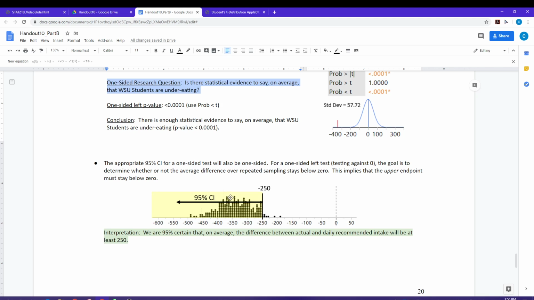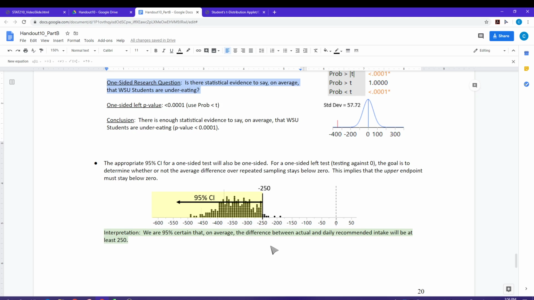The interpretation of this one-sided 95% confidence interval would be that we are 95% certain that on average, the difference between actual and daily recommended intake will be at least 250 calories. So kind of the best case scenario would be a difference of 250. Again, WSU students are under-eating by at least 250 calories.